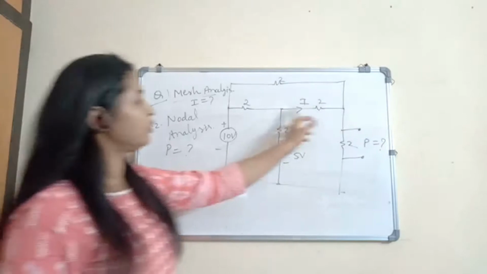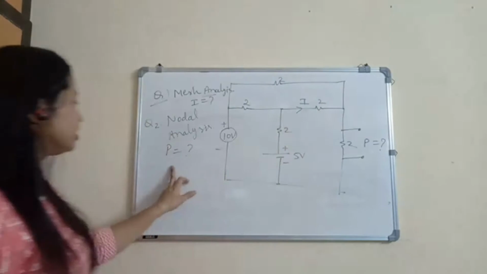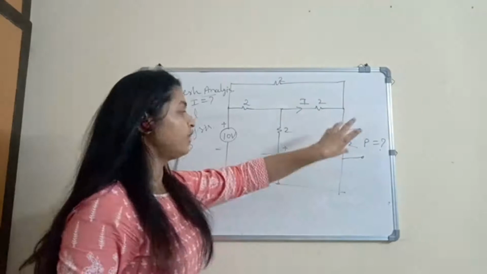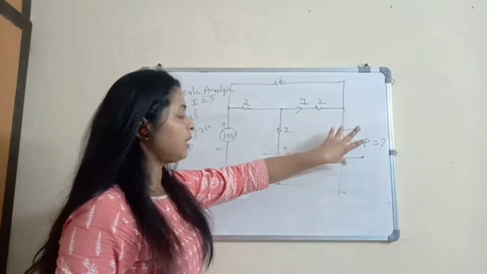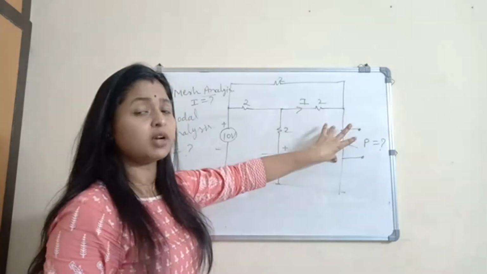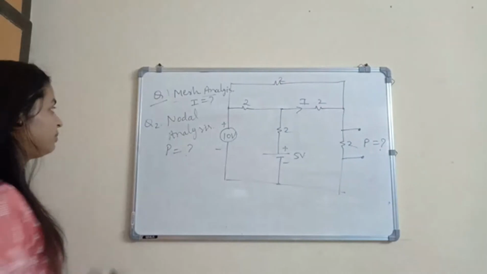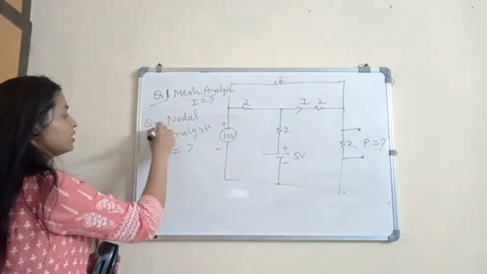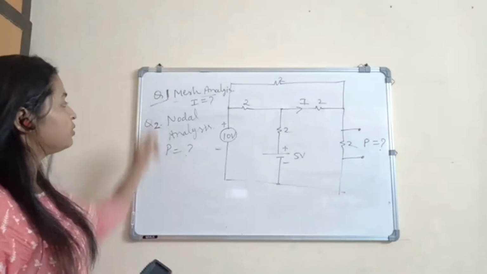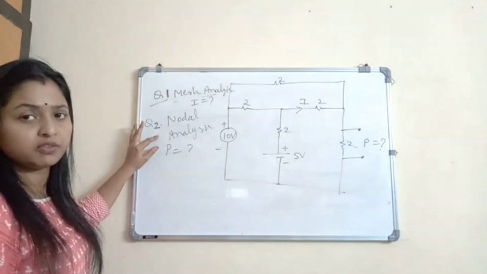We know I is what flows through this 2 ohm resistance. What is P? The drop across this. So once you know the value of I, apply it. P is equal to VI or I squared R. You can get the value of P. So this is question number 1. This is question number 2. Solve using both mesh and nodal analysis.